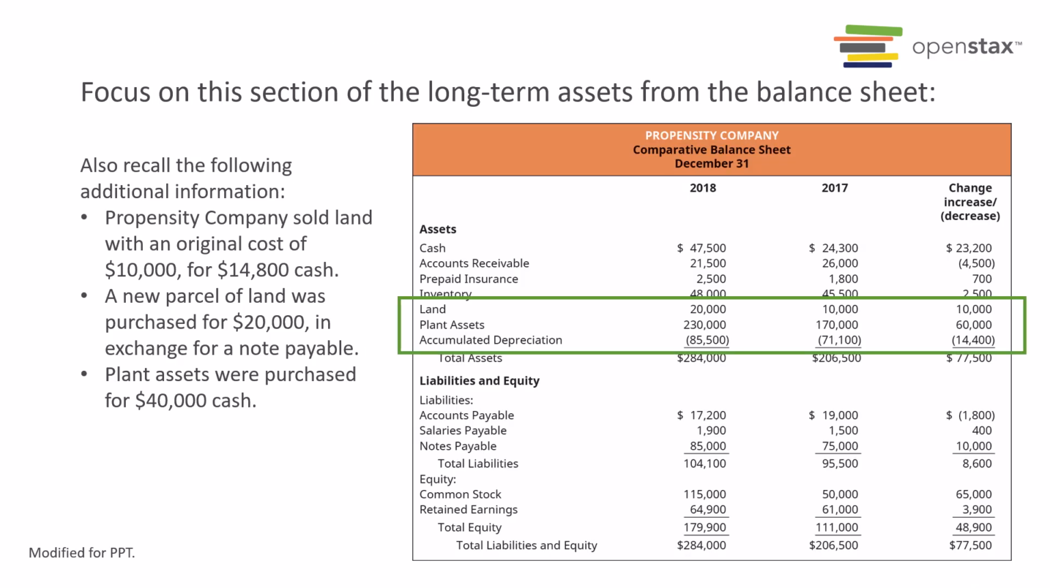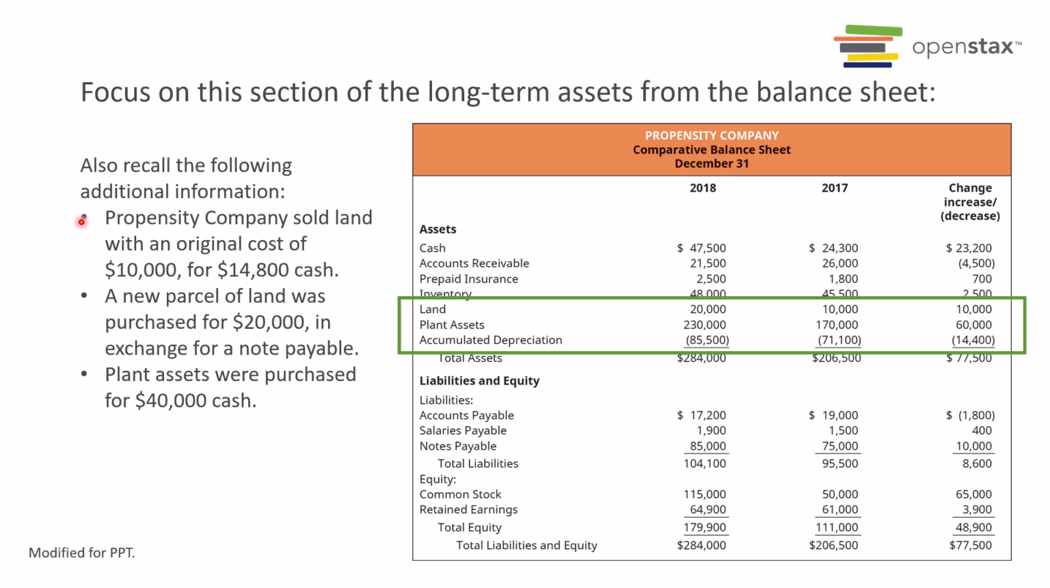So what information will we use in this section? Well, you're going to go to your balance sheet, long-term assets. These might also be called fixed assets or property, plant, and equipment. So in this example, Propensity has land, they have their plant assets, and they have some accumulated depreciation. This is also where we're going to use any extra notes that might exist.